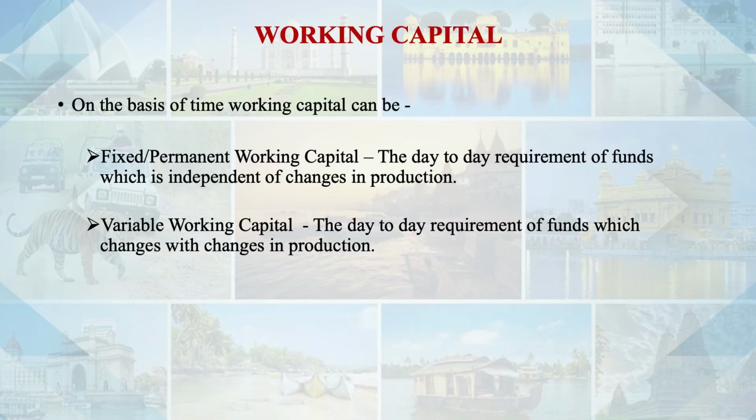What can be the examples of fixed or permanent working capital? If you are running your office on rent, then the office rent is permanent or fixed working capital. The electricity expenses and the salary are all part of the fixed or permanent working capital. Variable working capital is the working capital that directly relates to production. If production goes up, the variable working capital goes up. If the production goes down, the variable working capital goes down.